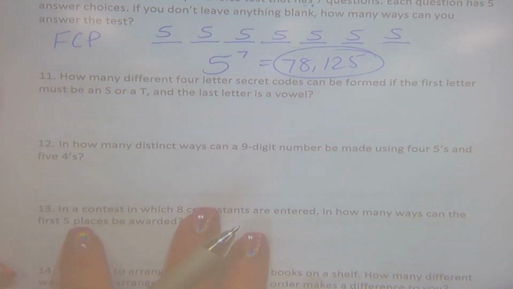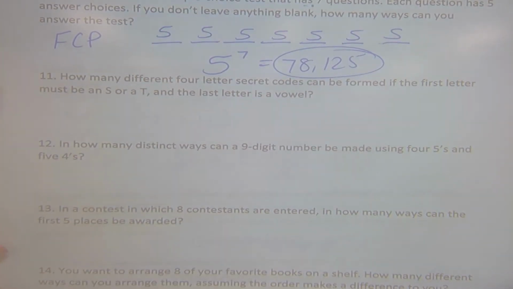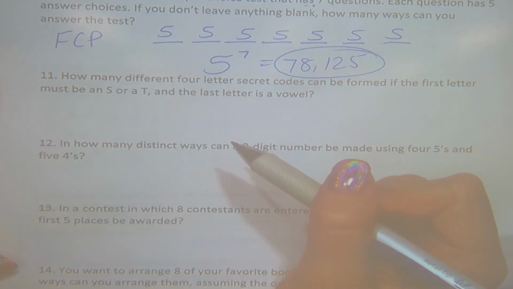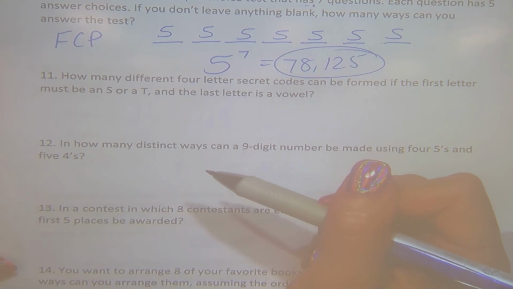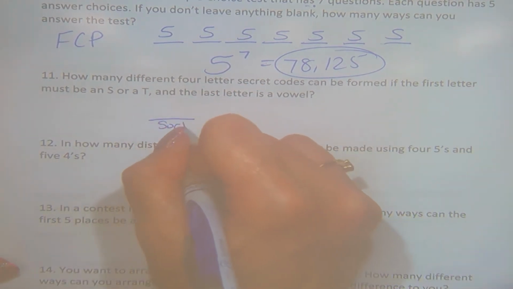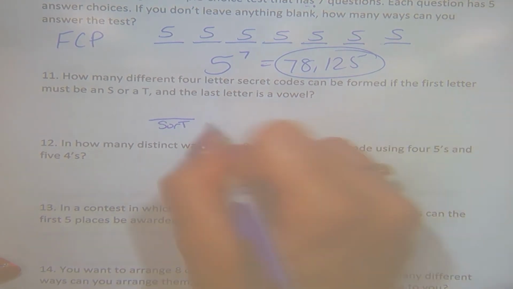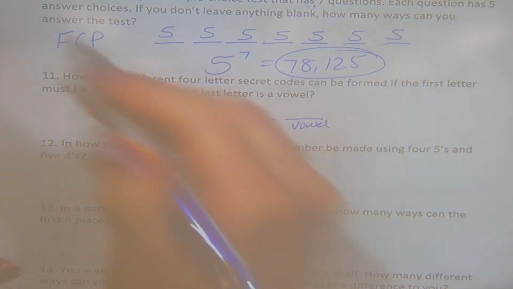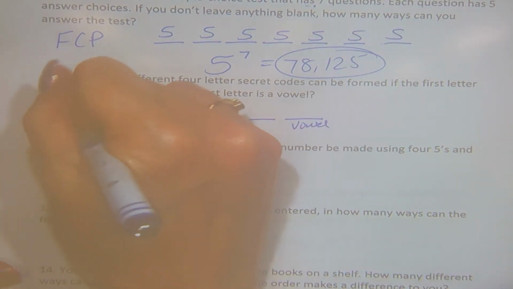How many different 4-letter secret codes can be formed if the first letter must be S or a T and the last letter is a vowel? I haven't told you you can't repeat. I'm definitely looking at 4 different sets of letters because my first option is S or T. It's limited. Then I've got 2 options, and then my last set of options is a vowel. Well, that's 4 different sets I'm looking at. So it's fundamental counting principle.